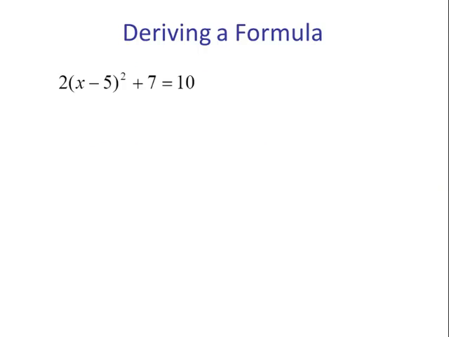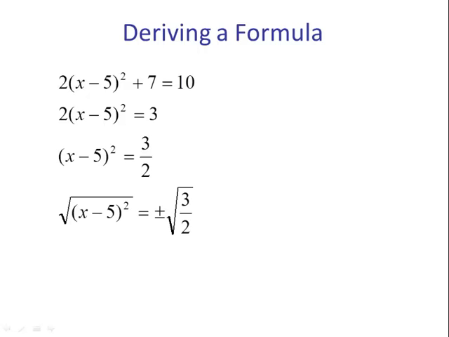Number 1. We need to get rid of the 2, the minus 5, the plus 7, and the square. So if you recall, we need to follow the order of operations in reverse. We want to get rid of addition or subtraction first. So here we subtract 7 from both sides. Next, we need to get rid of the 2. So we divide.